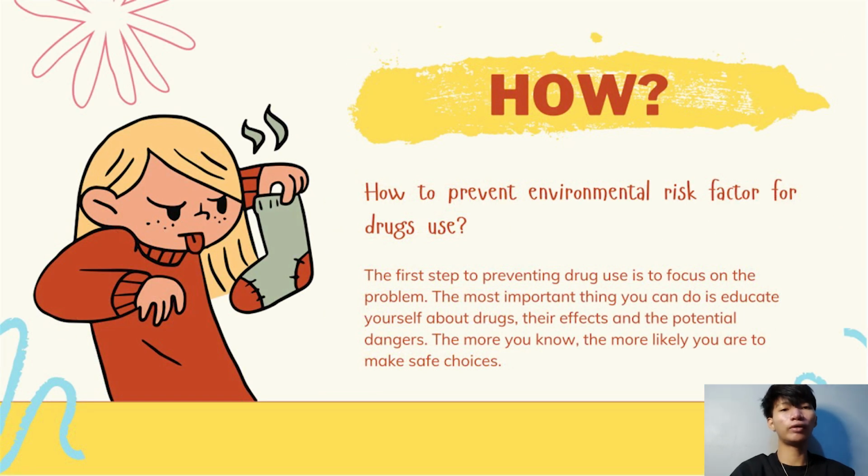How to prevent environmental risk factors for drug use? The first step to preventing drug use is to focus on the problem. The most important thing you can do is educate yourself about drugs, their effects, and potential dangers. The more you know, the more likely you are to make safe choices.